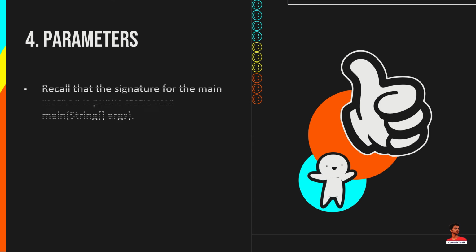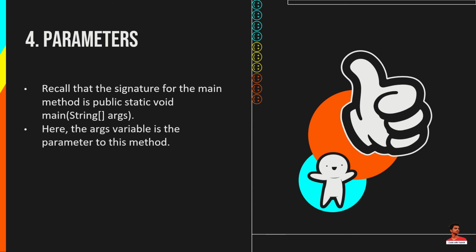Parameters. Recall that the signature for the main method is public static void main(String[] args). Here the args variable is the parameter to this method. The important thing to remember is that parameters are always classified as variables, not fields.